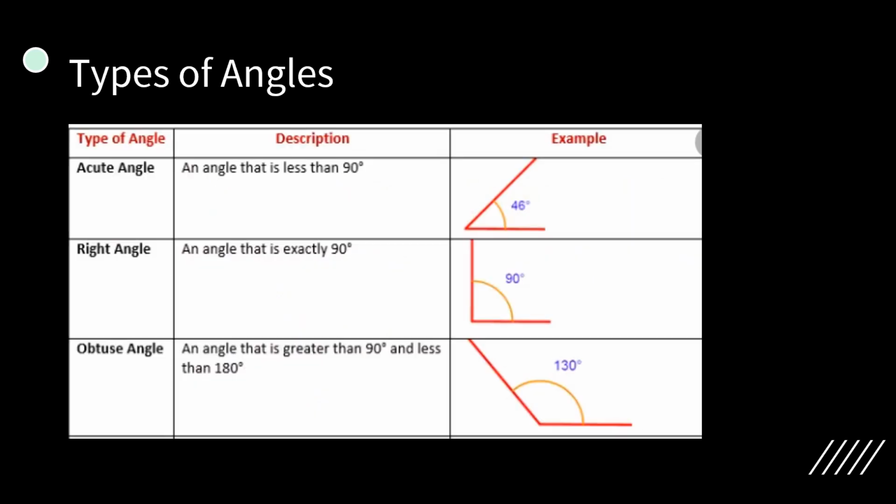We have already learned about the different types of angles. Now that we know about the protractor, let us see how we define an acute angle, a right angle and an obtuse angle. An acute angle is an angle that is less than 90 degrees. A right angle is when an angle is exactly 90 degrees. And an obtuse angle is an angle that is greater than 90 degrees and less than 180 degrees.